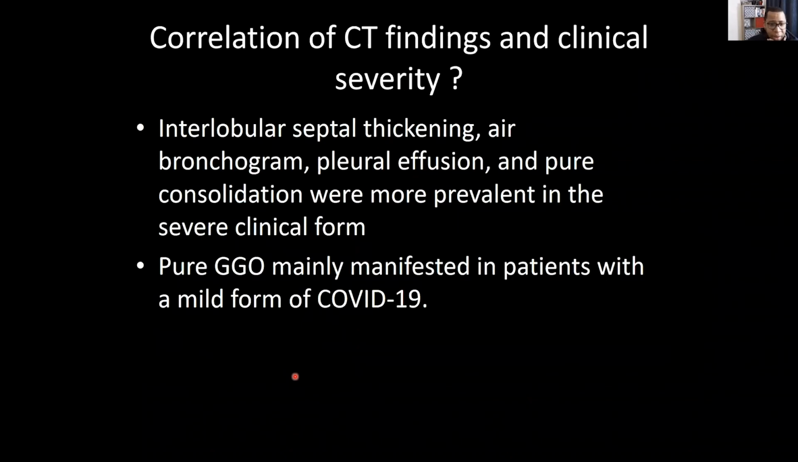So is there a correlation of CT findings and clinical severity? Some people think, yes. When you start to see interlobular septal thickening, air bronchograms, pleural effusions, like we said, those are rare. But when you have things like that, in addition to pure consolidation, which were more prevalent in the severe clinical form. As you can imagine, pure ground glass opacities mainly manifested in patients with a mild form.